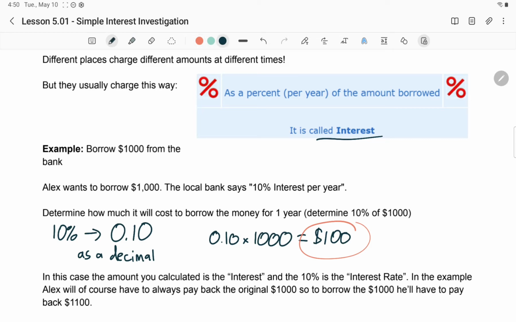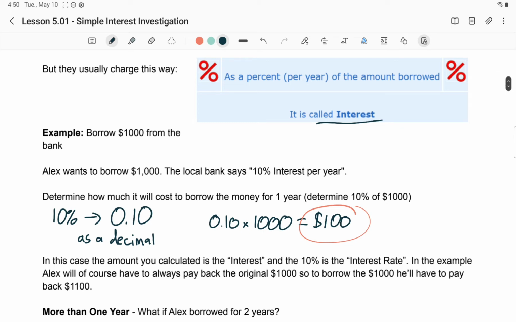So in a sense, once you've borrowed that money initially, a year later the bank comes asking for their money, you're going to end up giving them back $1,100. So that original $1,000 borrowed plus the $100 of interest. So I'll just add that here. 1,000 plus the $100 equals 1,100.